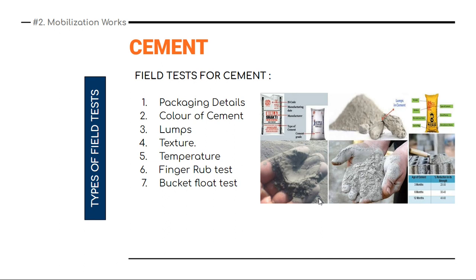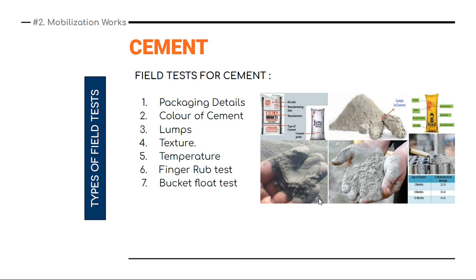Then the finger rub test. Take a small amount of cement and rub it between your fingers. You can feel it is very polished, very powdery and smooth. If you don't feel it, then something is not okay.